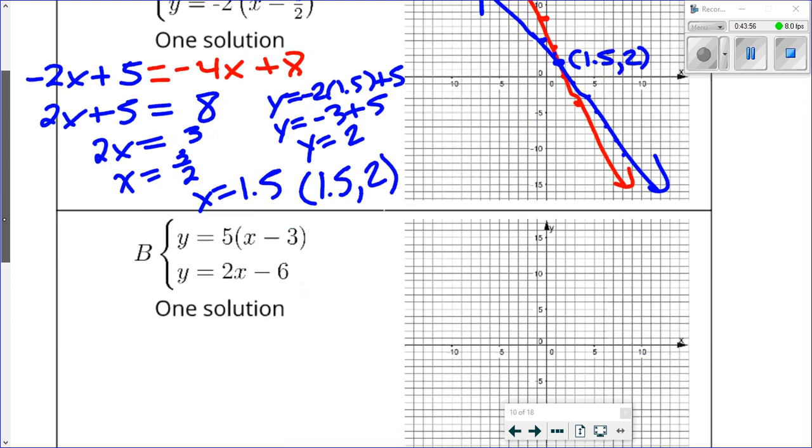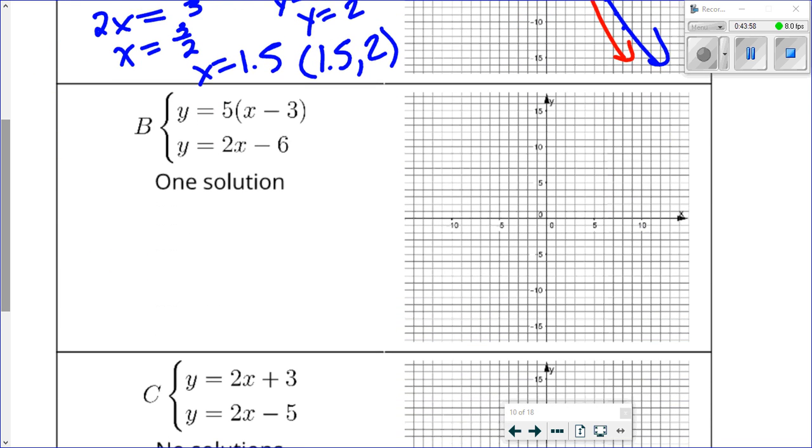Glorious. All right, so equation B is also telling us this has one solution. So we're going to go ahead and try this right now.